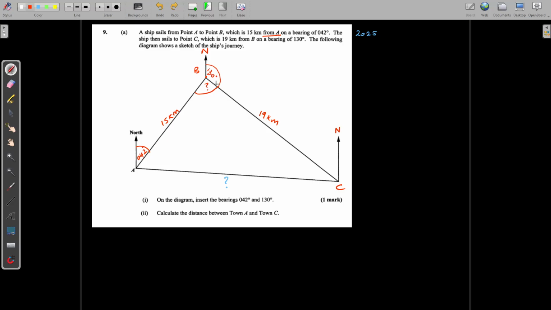So we know that this is 130. So in order to find the angle inside here, we need to know what this little piece out here is. And how can we find that piece? So would you subtract it from 180? Why would you do that? Which rule? Angles on a straight line equal 180. That's not the rule that's here.